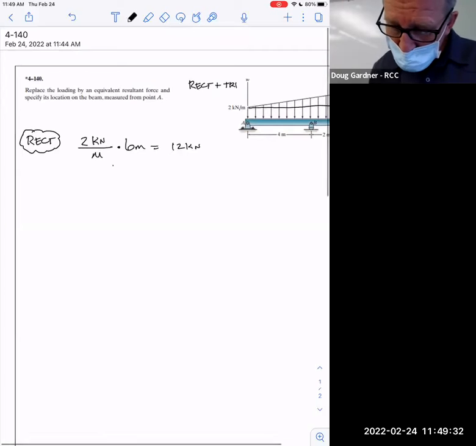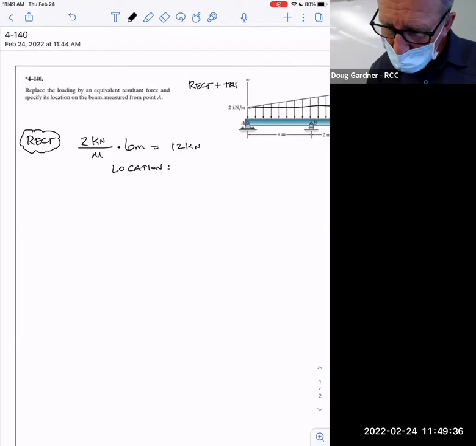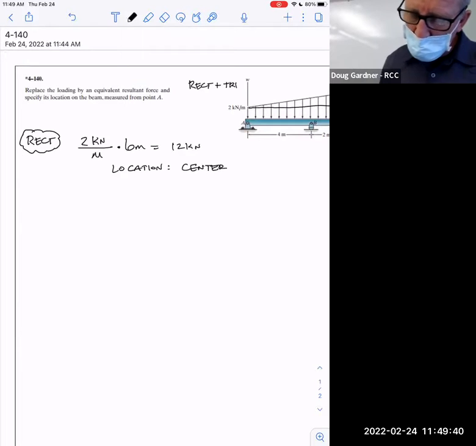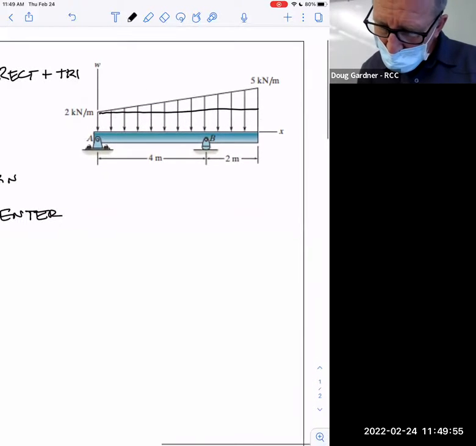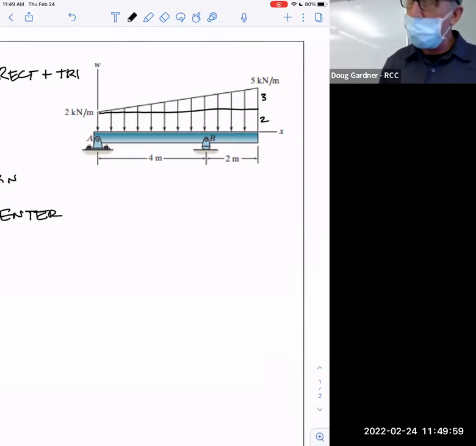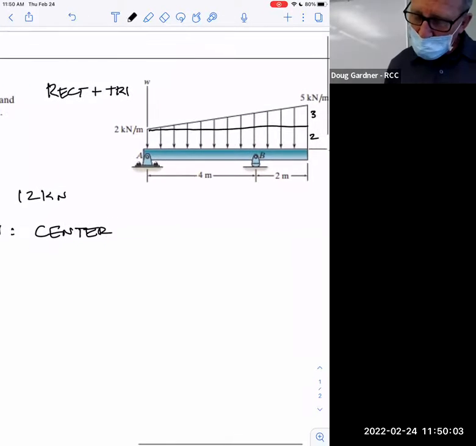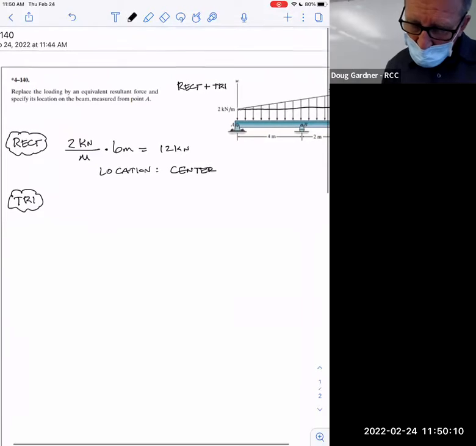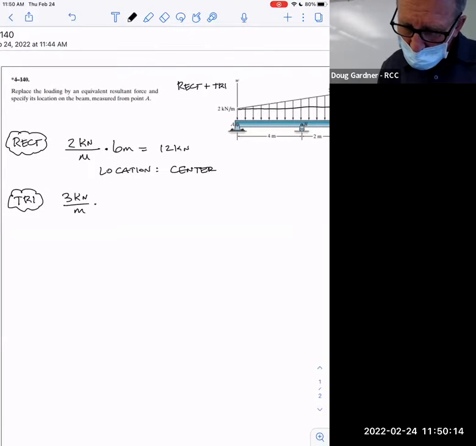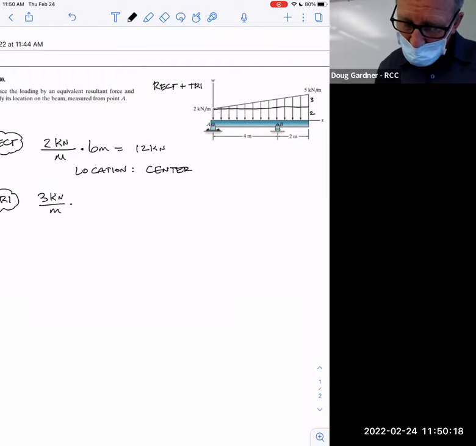And of course, its location would be right in the center because that's a rectangular load. I don't have to do any calculations for that. You cool with that? What about the triangular load? Well, because this triangular load is 2 and this side is 5, then really that means that top portion of it is 3. You with me there? So just like I found the area of the rectangle a second ago by going 2 kilonewtons per meter times 6, I'm going to do the same thing. I have 3 kilonewtons per meter times a distance of 6 meters, but then times a half because it's a triangle. So that's half of 18, which is 9. So I have 9 kilonewtons.